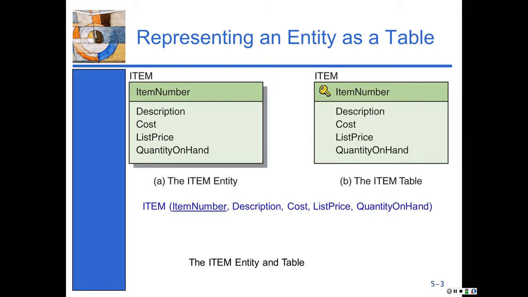These are different attributes. So when we convert this into a database table, we see that item number is now considered a primary key. There's a key sign showing that. And so on the right hand side is a database table, and on the left hand side is an entity.